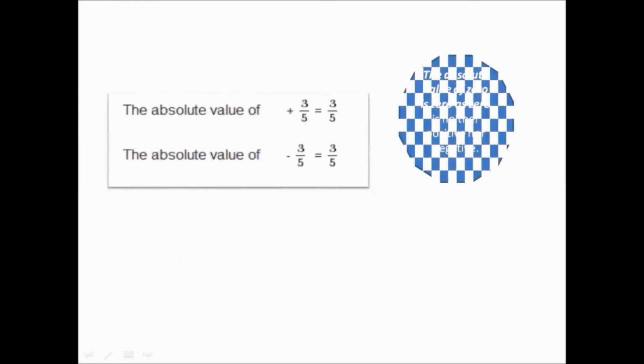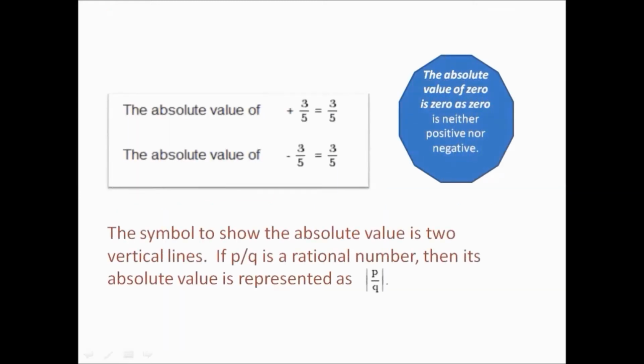Let us see some examples. The absolute value of 3 by 5 is 3 by 5. The absolute value of minus 3 by 5 is 3 by 5. The symbol to show the absolute value is two vertical lines. If p by q is a rational number, then its absolute value is represented as p by q within the two vertical lines. The vertical lines are called modulus. The absolute value of 0 is 0, as 0 is neither positive nor negative.